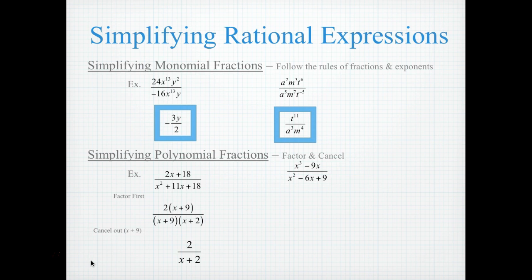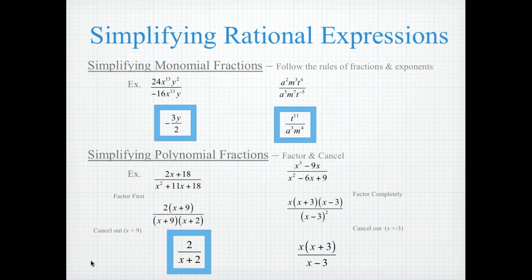In the next example, we have x to the third minus 9x over x to the second minus 6x plus 9. So we always have to start by factoring first. Factoring the numerator completely gives us x times the quantity of x plus 3 times the quantity of x minus 3, over the quantity of x minus 3 to the second power. So x minus 3 is our common factor. When we cancel that out, we get x times the quantity of x plus 3 over the quantity of x minus 3.